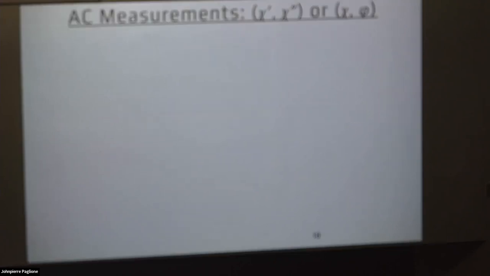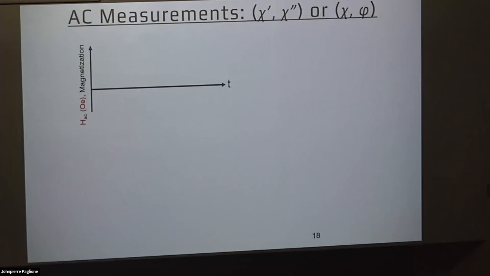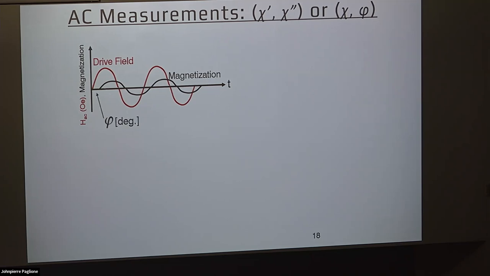But with an AC measurement, what we do is we excite the sample with a drive field of a known amplitude and frequency. We define the phase as 0 here. And then we just see what the moment or magnetization does in response to this AC field, hence AC susceptibility. Generally speaking, it'll have some phase lag and it'll have some amplitude. And these are the two parameters we're interested in. We use lock-in techniques to measure them, right?